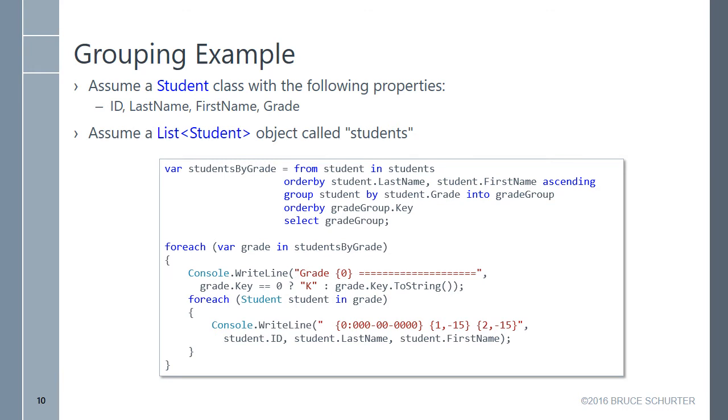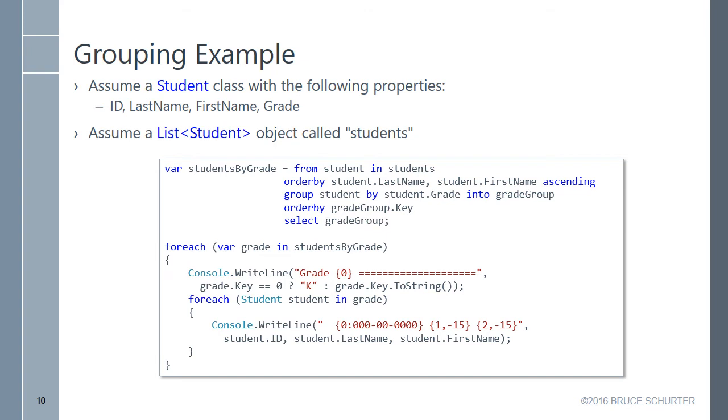So as you can see in the next statement, we say order by gradeGroup.Key. So we have two order by statements. The first order by statement involves sorting the actual students. The order by after the group statement is going to order the groups. So first we order the students by their last name, then first name. Then we group each of the students into their appropriate grade, sorting by their grade number. And then we select the gradeGroup.